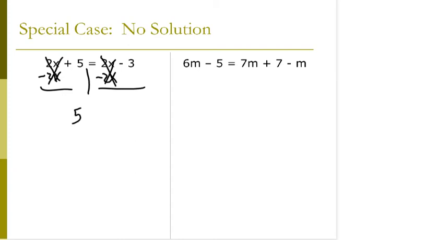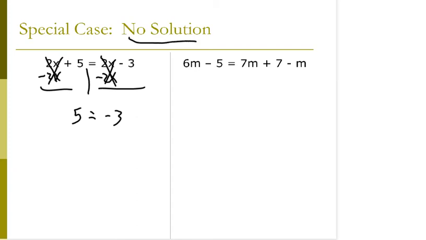Will it ever be true that 5 equals negative 3? No, because they're completely different numbers. So this is not a true statement. So no number that you substitute for x will ever make it true. So there is no solution in this case. So there is no solution in the first case.